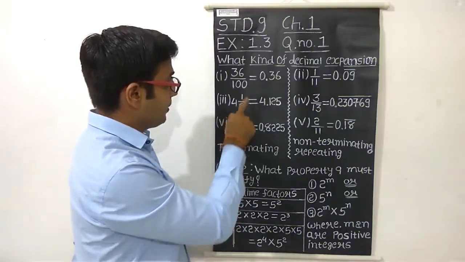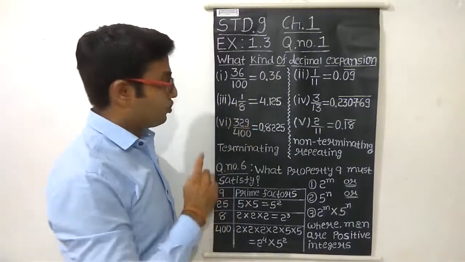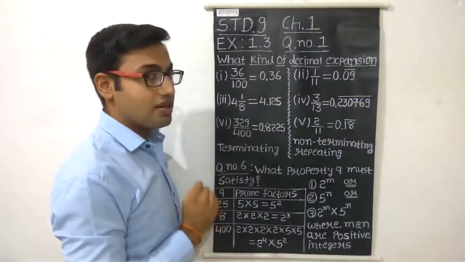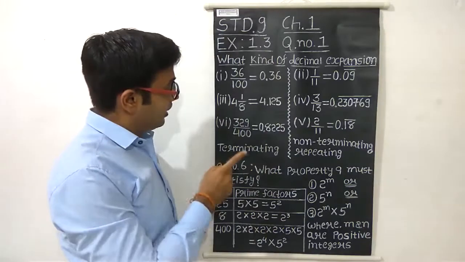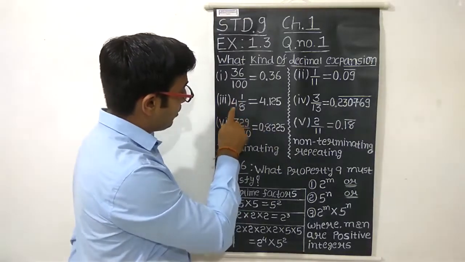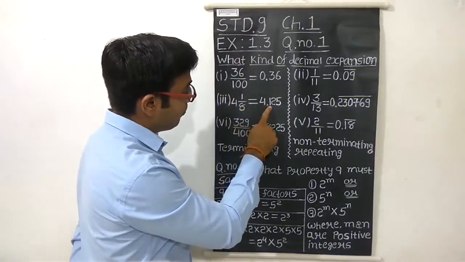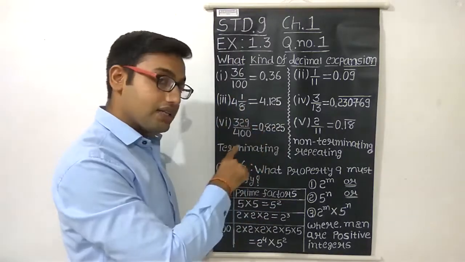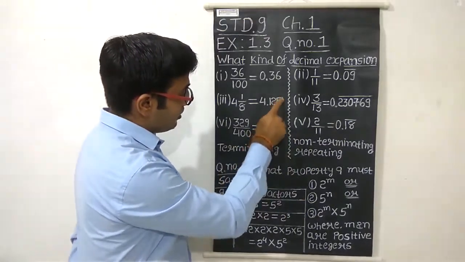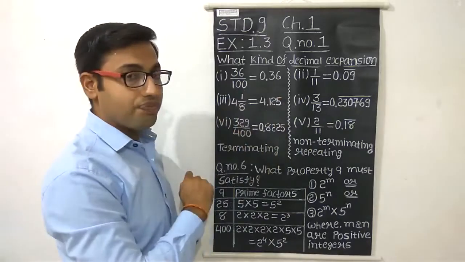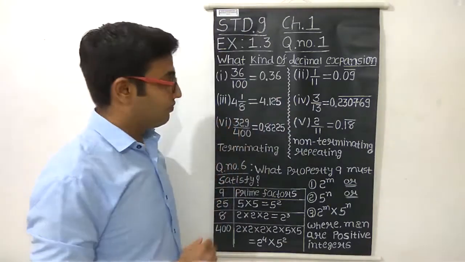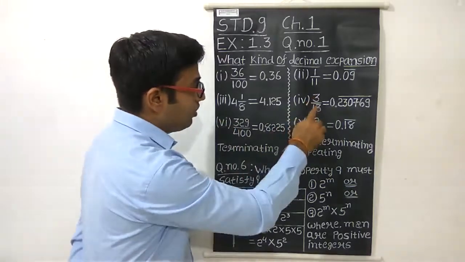Third one, here a mixed number is given, right? 4 1 upon 8. If we convert it into fraction form, what will we get? 8 4s are 32 plus 1, 33 upon 8, and if we divide 33 by 8, we will get the answer 4.125. Or simply, 4 is there, and if we divide 1 by 8, we get 0.125, and adding 4 and 0.125, we get 4.125. Now you can say that the decimal expansion stops. That means the remainder becomes 0. So this number again has a terminating decimal expansion.